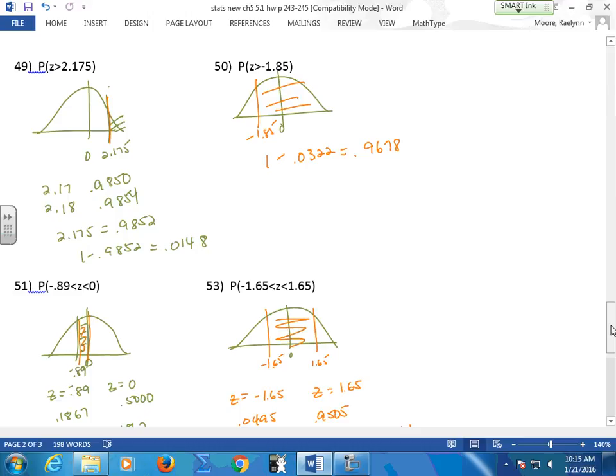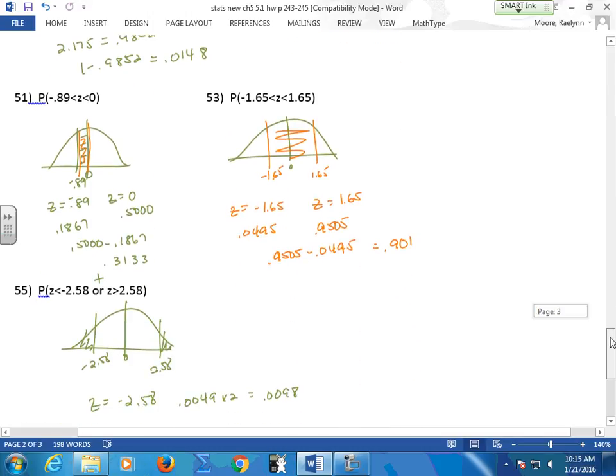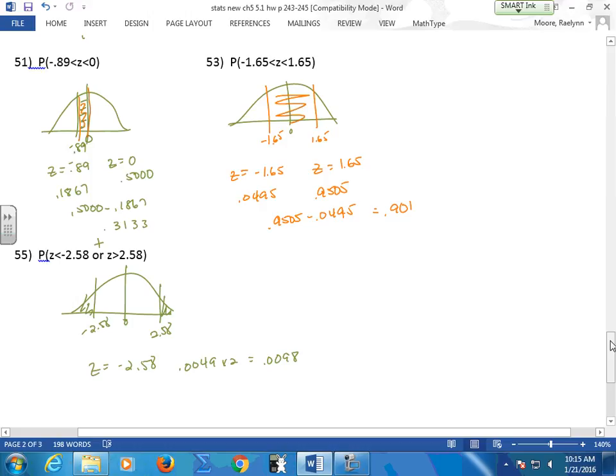The in-between, everybody okay with the in-between? The in-between, make sure you subtract your areas, not your z-scores. Find your areas. The in-between is the best one on the calculator, because you got your lower level and your upper level. You don't have to use any of the 999s.